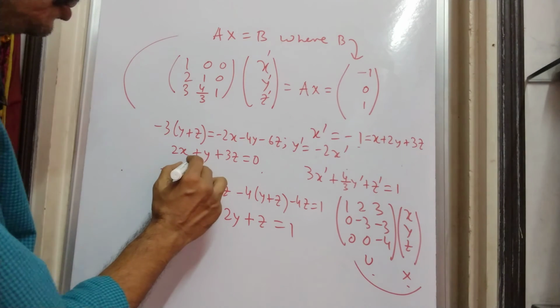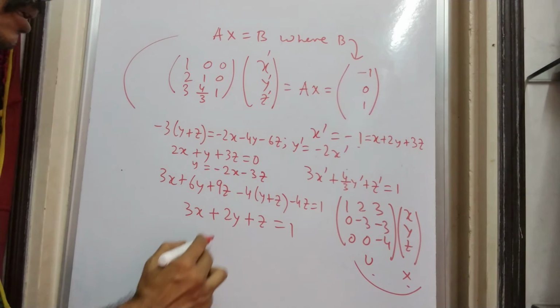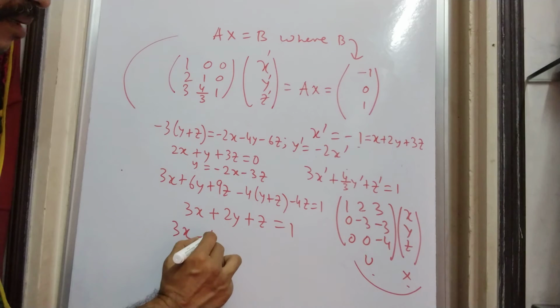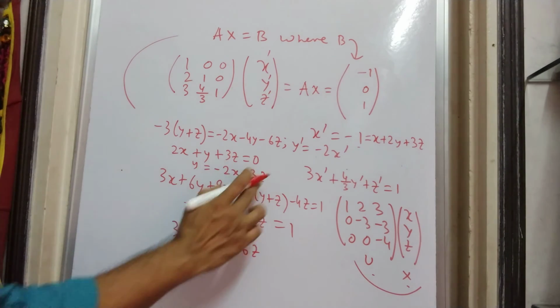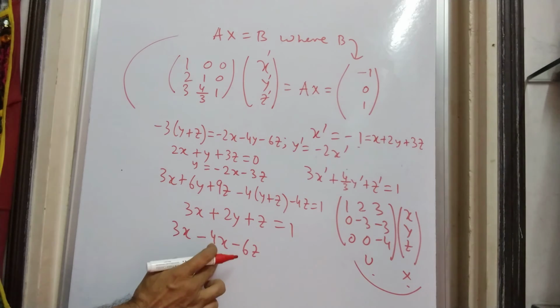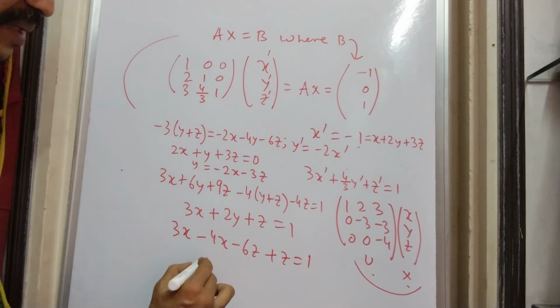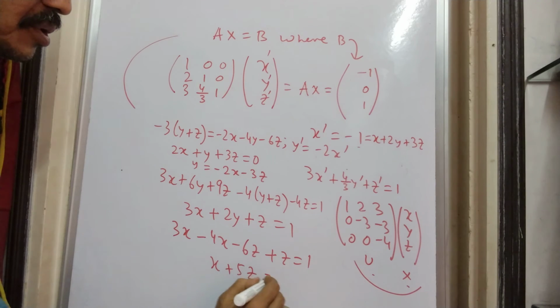We have y equal to minus 2x minus 3z here. So we substitute the values here. So it becomes 3x minus 4x minus 6z. This is the value of 2y. 2 into this, so minus 4x minus 6z plus z equal to 1. So it becomes minus x minus 5z, or x plus 5z equal to minus 1.